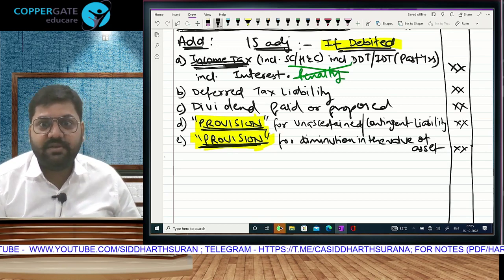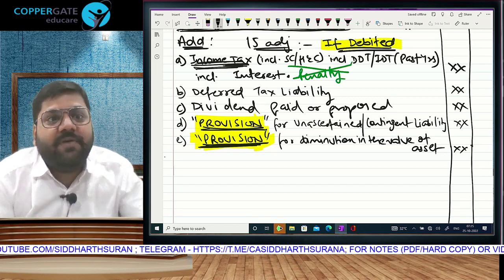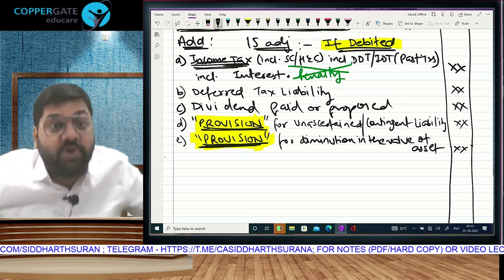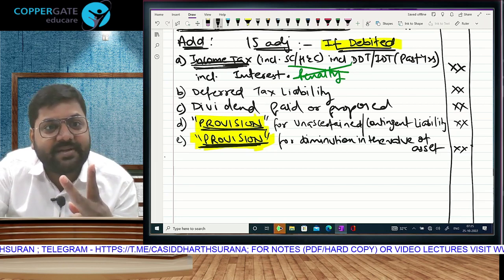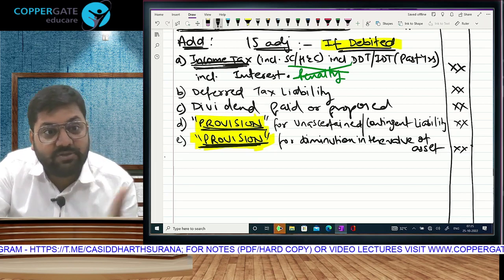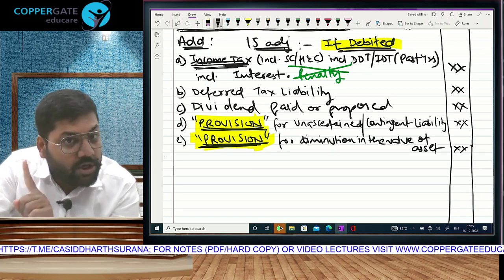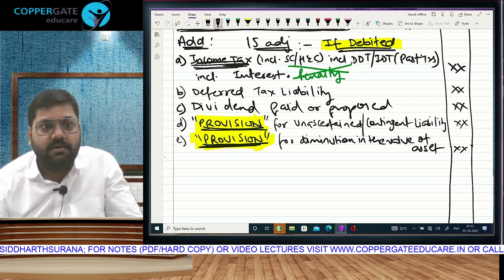You have to agree with this. Purchased for 1 lakh, sold for 5,000. Actual loss of 95,000 will be debited and not added back, because it is only one question. Actual loss ke expected loss. Actual loss, if sold at 5,000, then actual loss, don't add. Correct? But if you don't sell it, then there is no loss.